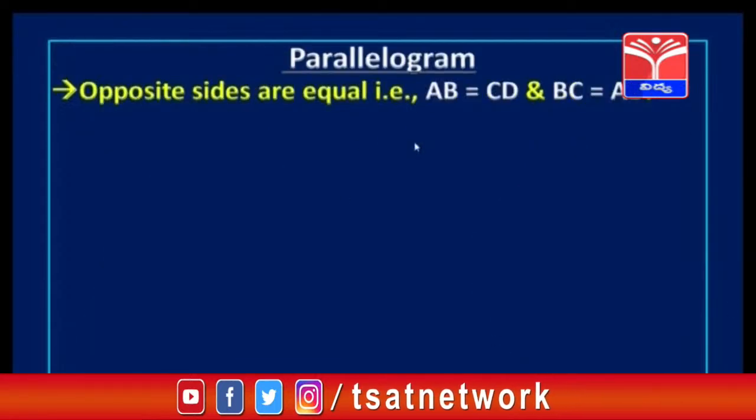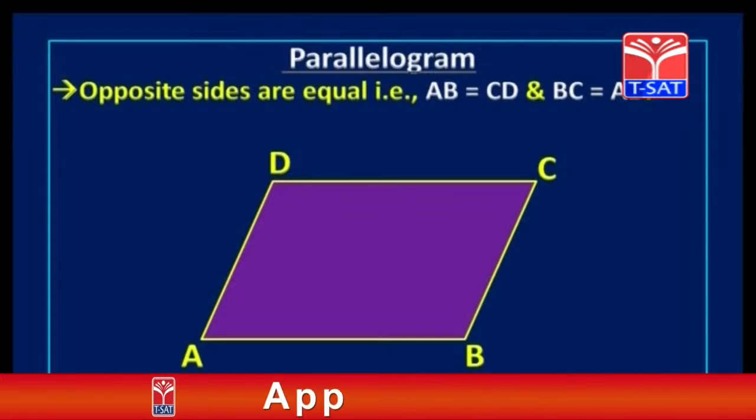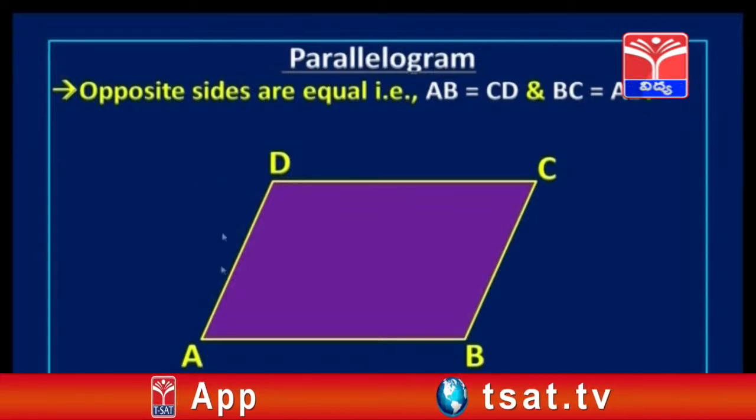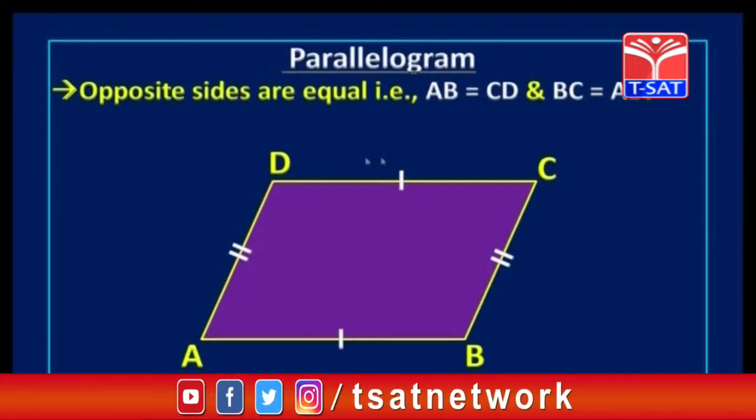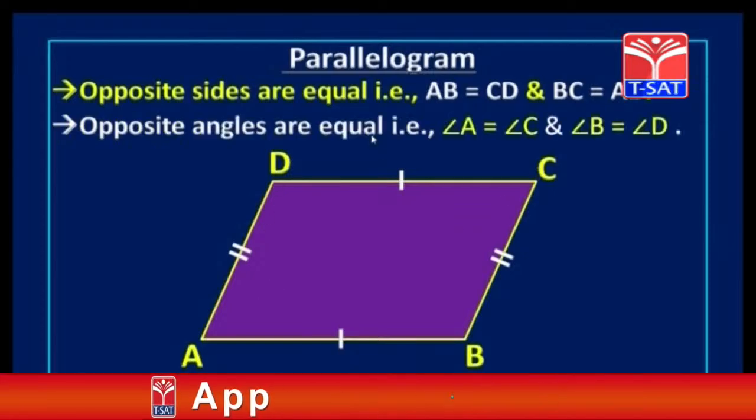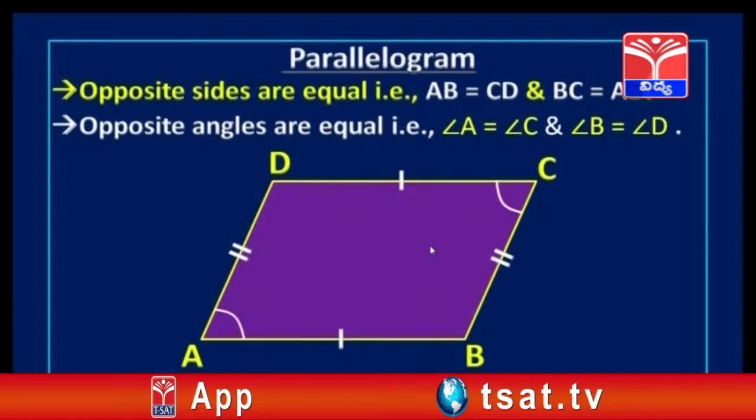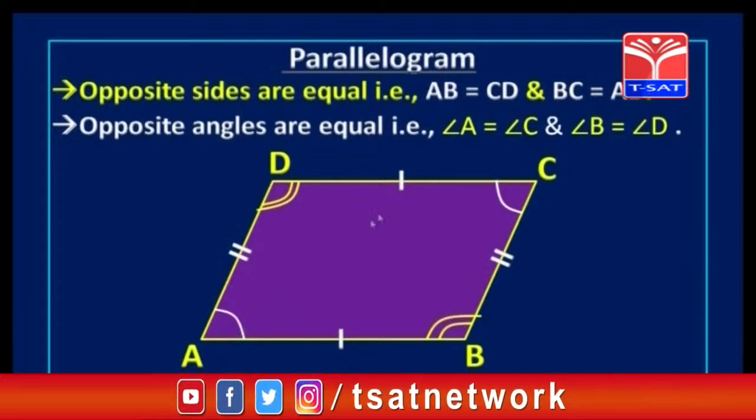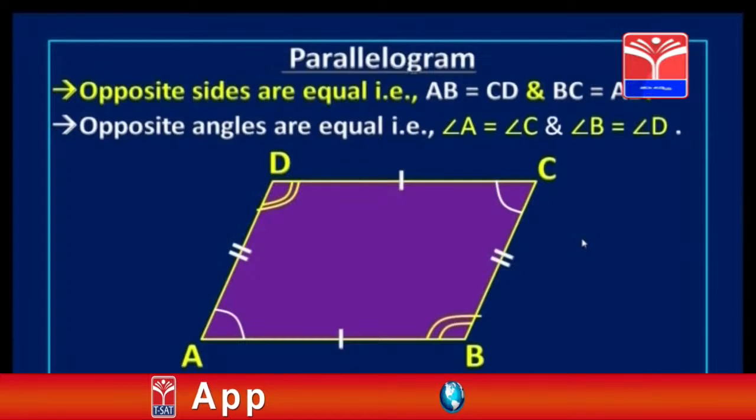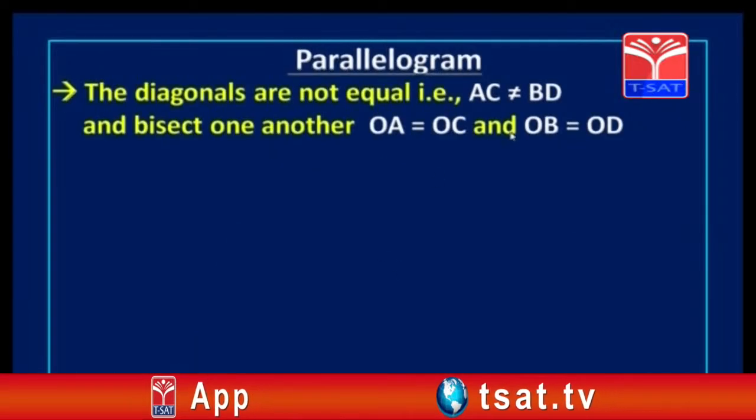Opposite sides are equal. Children, in a parallelogram, opposite sides are equal. Here you can understand ABCD is a parallelogram and I can say that AB is equal to CD. Children, here observe AB equal to CD and at the same time BC is equal to AD. Opposite angles are equal. Children, you can understand here angle A equal to angle C, angle B equal to angle D. So what I can say, children, here in parallelogram ABCD, opposite sides are equal and opposite angles are also equal.